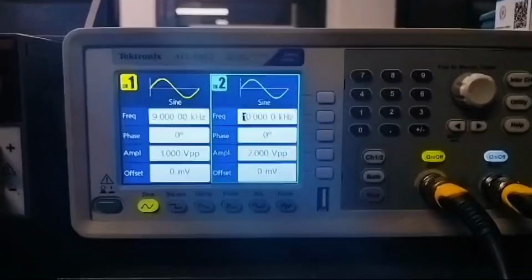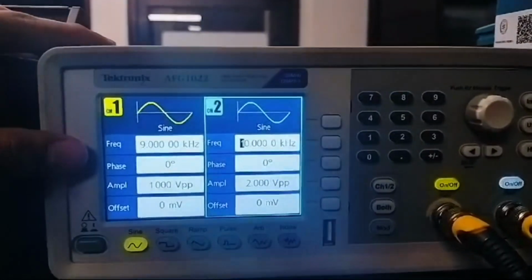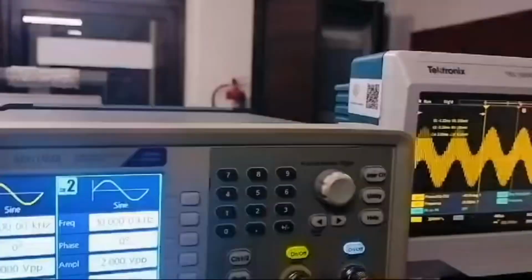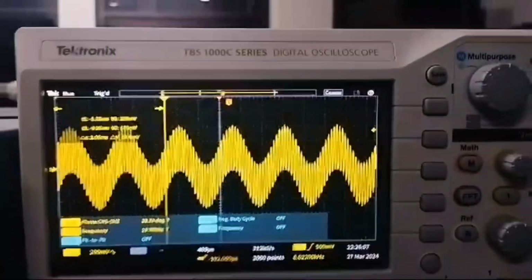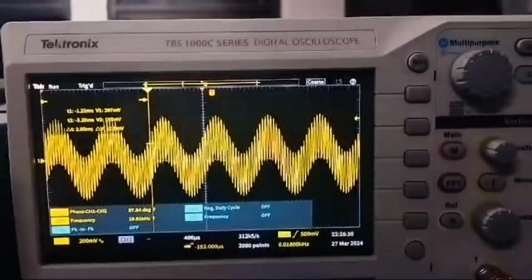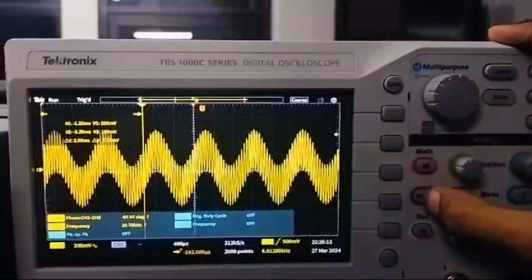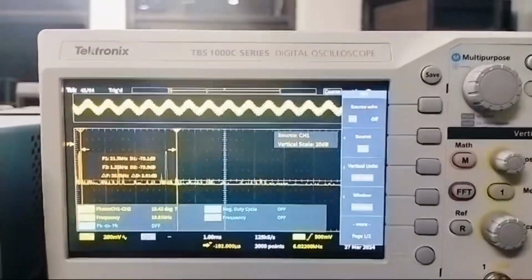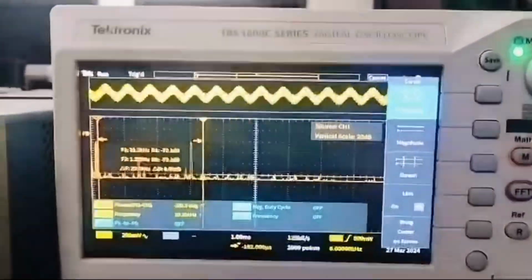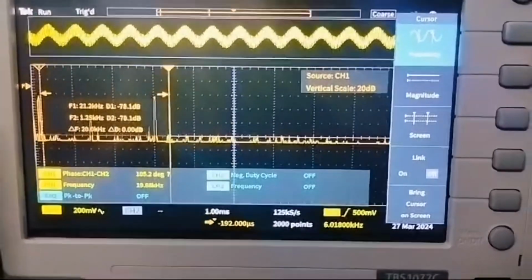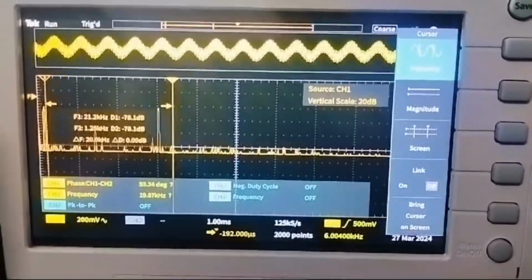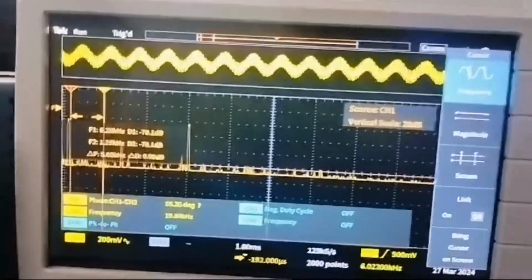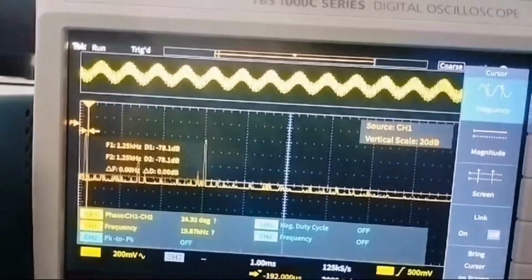So these are the two input sinusoids. One of them is a 9 kHz 1 VPP sine wave, and the second one is a 10 kHz 2 VPP sine wave. The original output that we get after passing the sinusoids through an analog multiplier is this sinusoid. On analyzing the Fourier transform, we can see that there are two peaks. One of them occurs at approximately 19 kilohertz and the other occurs approximately at 1 kilohertz.